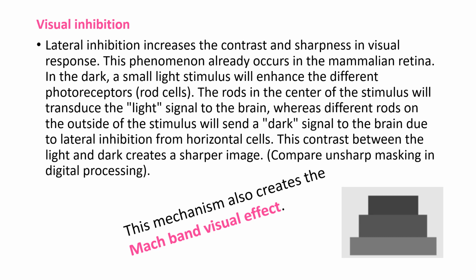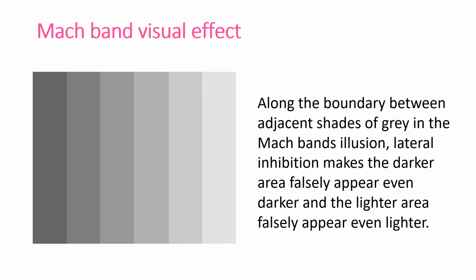Compare unsharp masking in digital processing. This mechanism also creates the Mach band visual effect. Along the boundary between adjacent shades of gray in the Mach band illusion, lateral inhibition makes the darker area falsely appear even darker and the lighter area falsely appear even lighter.